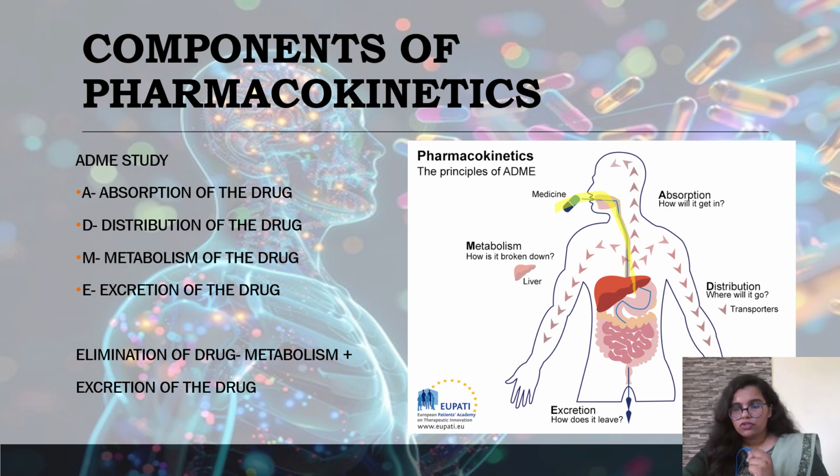Now volume of distribution means the volume of the drug that can be distributed in the plasma. Then we have the clearance capacity. The capacity of the drug to get cleared or excreted from the body, the total amount of excreted drug or cleared drug from the body, is known as the clearance capacity.